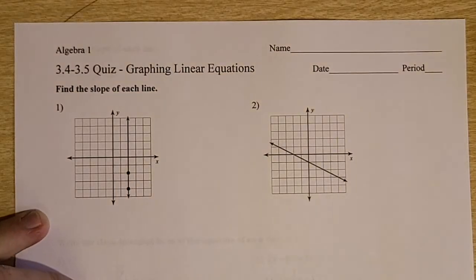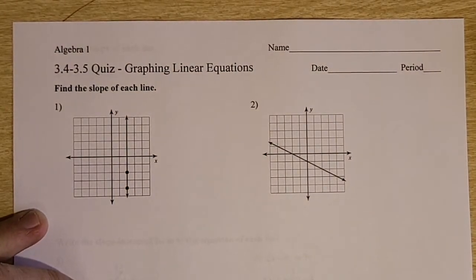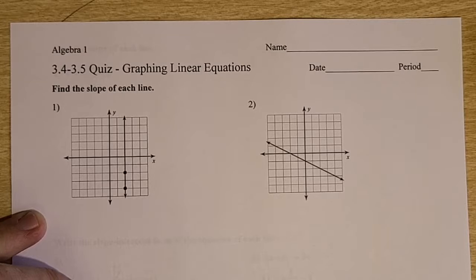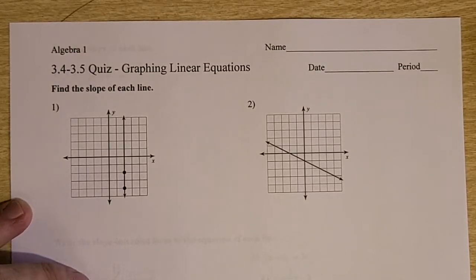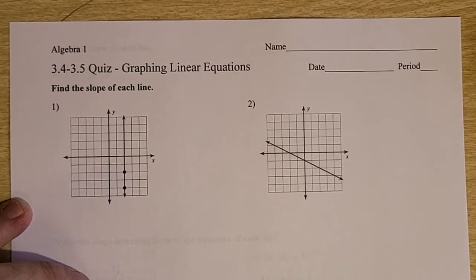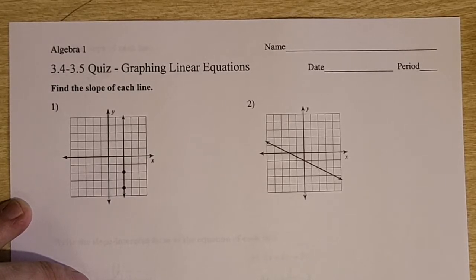Hey, Algebra 1 people. So I want to go over the quiz that you just took, the 3.4, 3.5 quiz. This is the one that you took in a Google form. There was actually one mistake in the Google form, but I'll get there in a second. It wasn't on number 1 or 2.